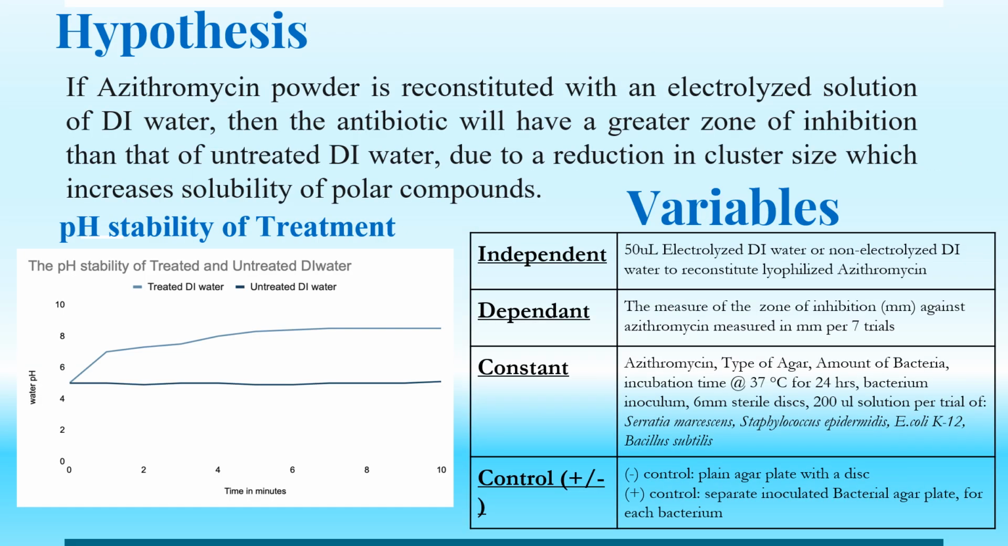The hypothesis for this experiment is that if azithromycin powder is reconstituted with electrolyzed water instead of regular distilled water, it will have a greater zone of inhibition due to reduction in cluster size, increasing solubility of water to polar compounds. On the bottom left-hand side, you'll see a graph comparing the pH stability of treated water and untreated water. And on the bottom right, you'll see the variables for this experiment. Please pause if you'd like to read.